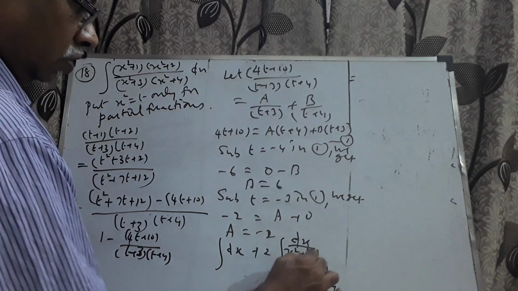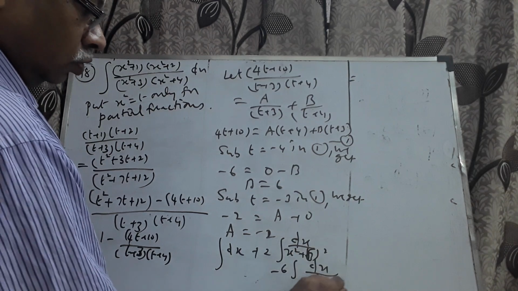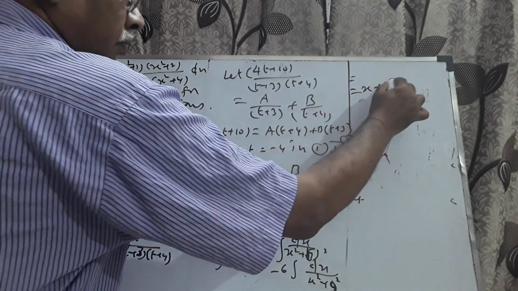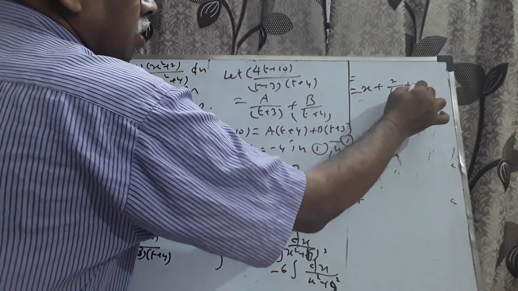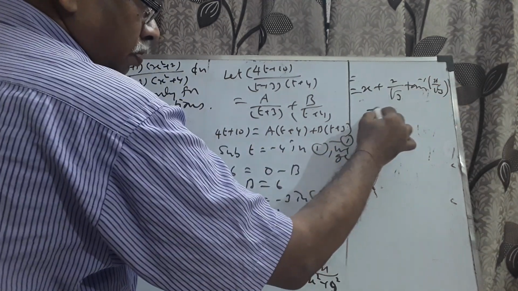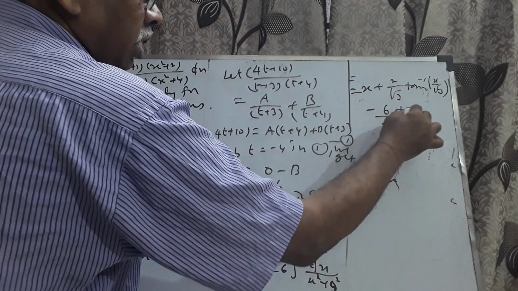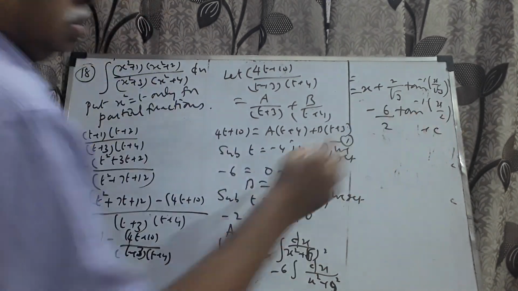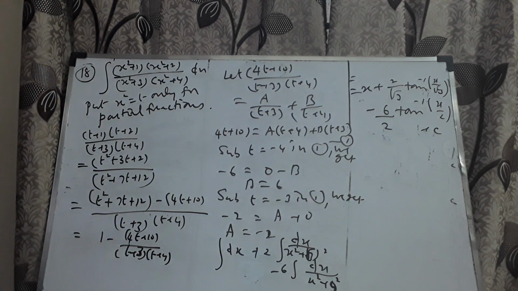Write this as root 3 whole square, and write this as 2 square. Therefore, this will automatically become x plus 2 by root 3 tan inverse x by root 3, minus 6 by 2 tan inverse x by 2, plus c. 6 by 2 can be written as 3 finally in the next step.